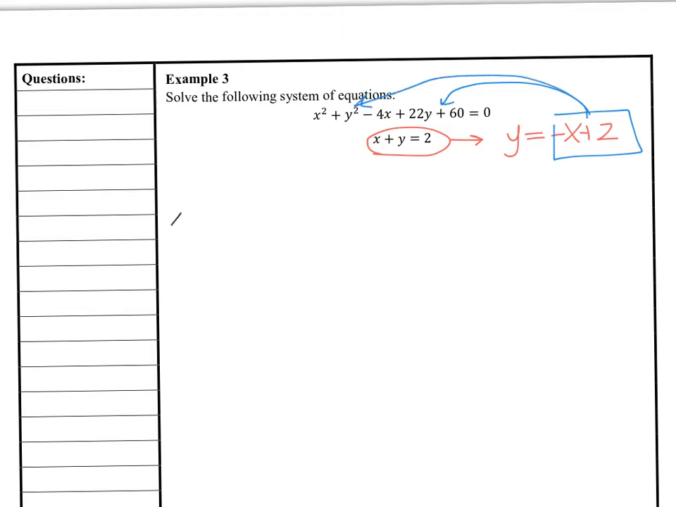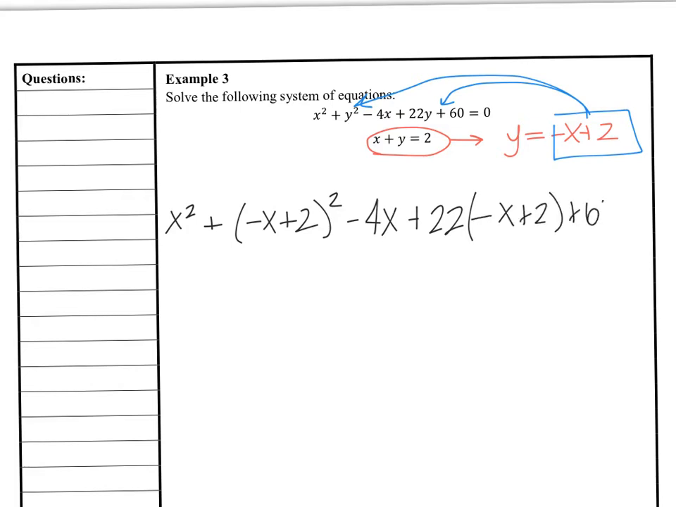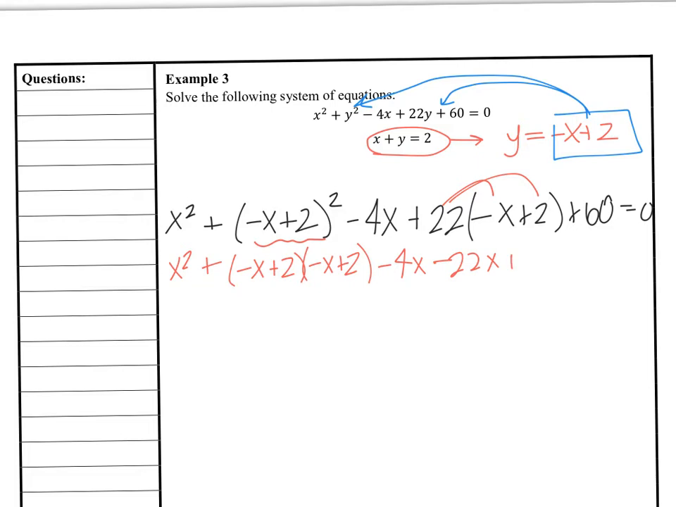And then I'm going to rewrite this so I have x squared plus, remember this is the whole quantity squared, negative x plus 2 quantity squared, minus 4x plus 22 times that whole quantity, negative x plus 2, plus 60 equals 0. Holy moly, it looks like a lot of work. And it could be. Just take your time and work through it though. So we've got x squared plus this thing will look like negative x plus 2, negative x plus 2, minus 4x. I'm going to distribute, so minus 22x plus 44 plus 60 equals 0.